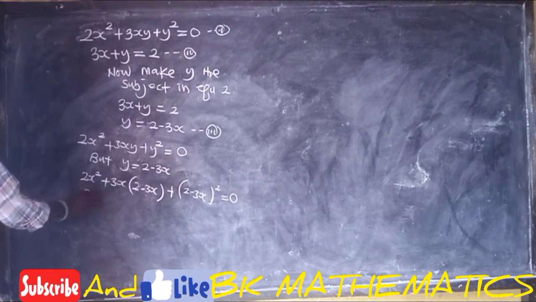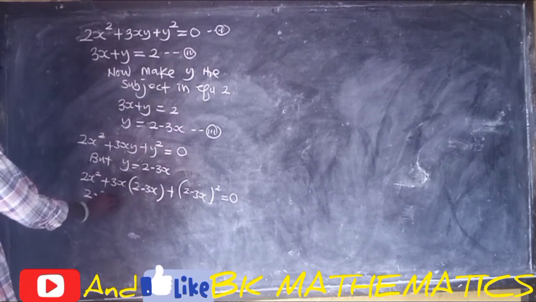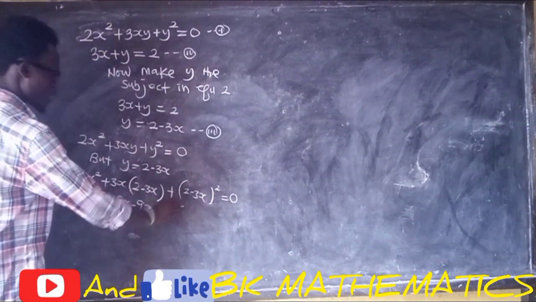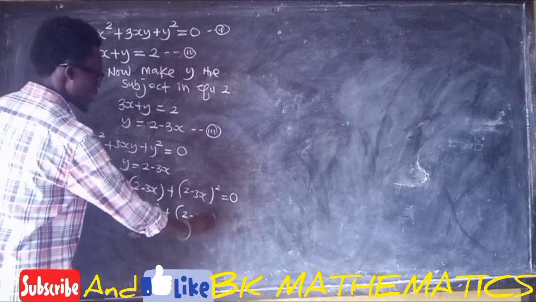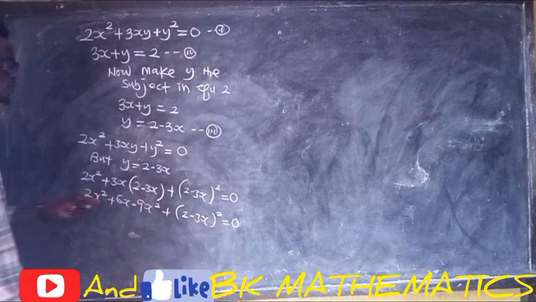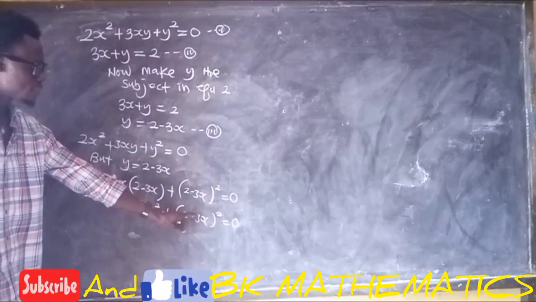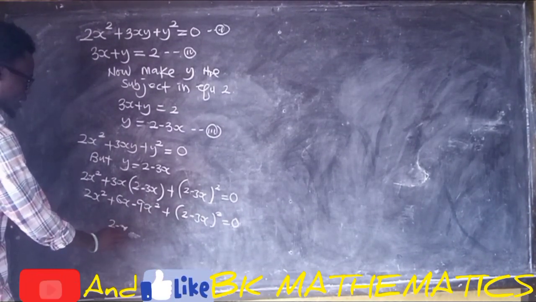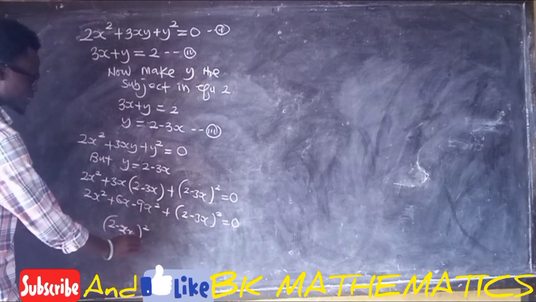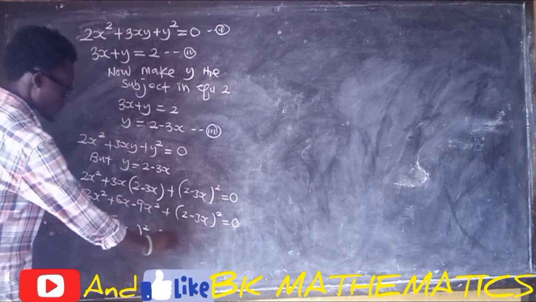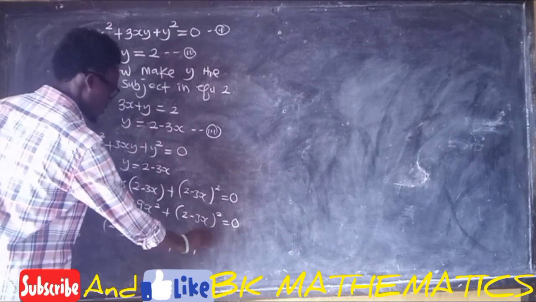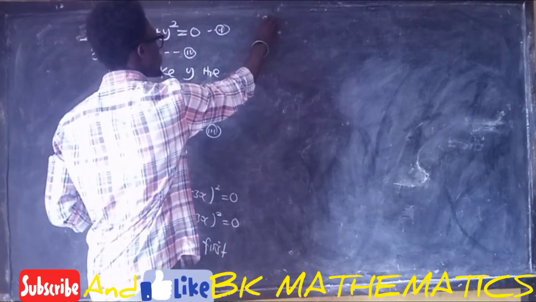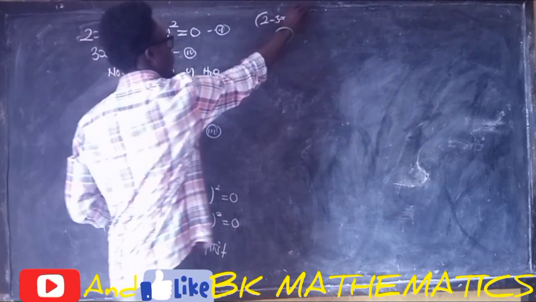Now we have 2x squared, and expanding this becomes plus 6x minus 9x squared, plus 2 minus 3x raised to the power 2, and everything becomes 0. If you don't want to make any mistake, let's expand this bracket first. Since we are given 2 minus 3x squared, I want to expand this one.